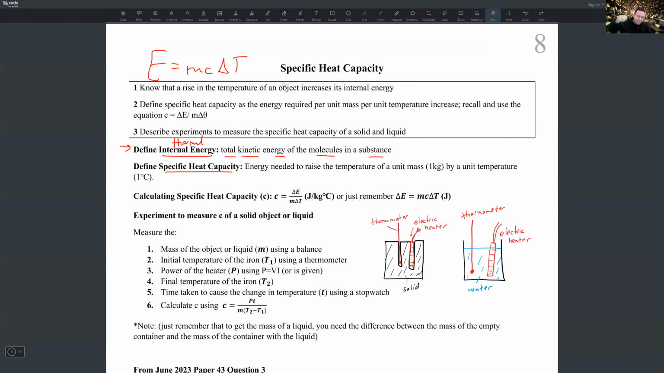طب ماشي. سخنت يا مستر الأوبجكت. خدت التوتال energy بتاعتها. You said it depends on the change in temperature. صح. And it depends on the mass. صح. And it depends on the specific heat capacity. Exactly. Specific heat capacity represents the material that you're trying to heat.